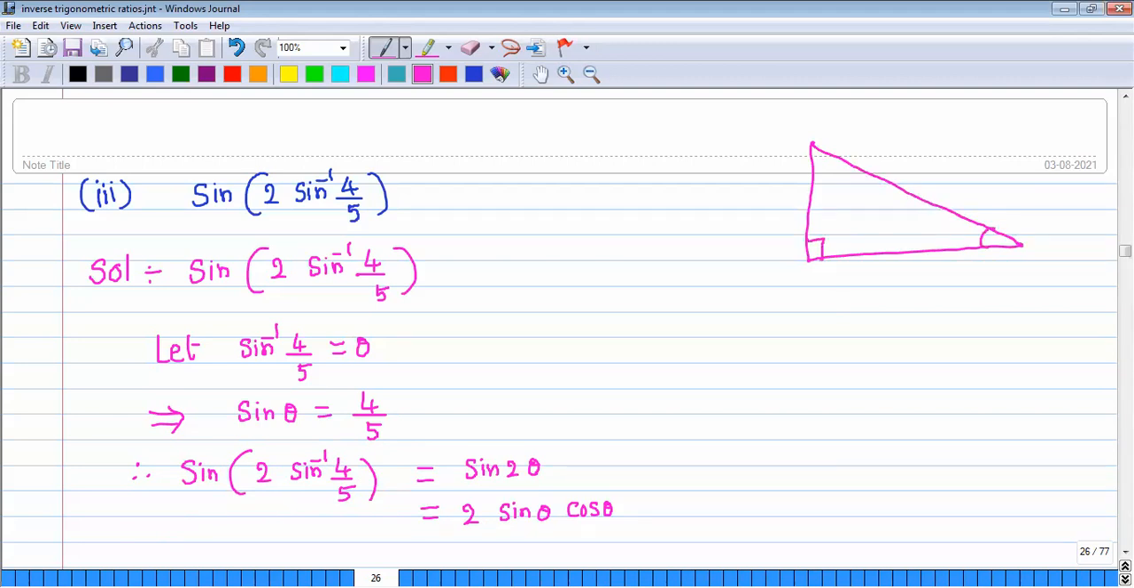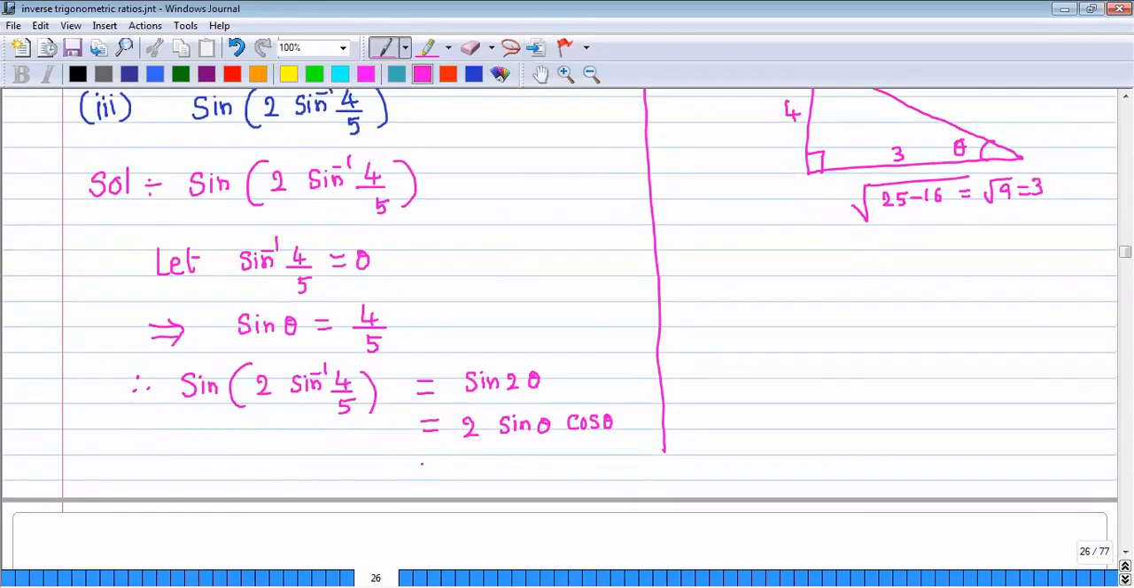This is theta. As sine theta is 4 by 5, it means the opposite side is 4 and hypotenuse is 5. Obviously, this will be under root of 25 minus 16. This will be under root of 9. How much is this value? 3. This will be 3. Right. So now we need to find out the value.